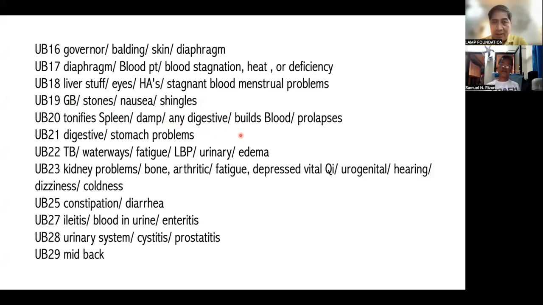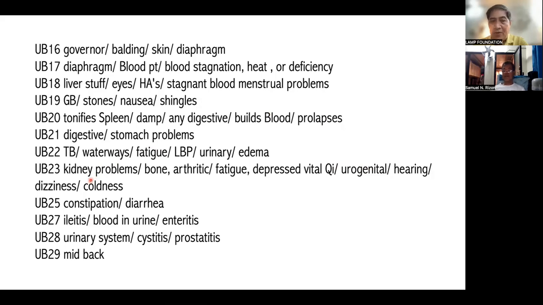So any issue with digestion, there's dampness, builds blood. So especially for those people who are malnourished, no? Prolapses. We all know that when you have spleen qi sinking, it's actually spleen qi deficiency. Okay, bladder 21 for digestive, stomach problems. Bladder 22, it's very triple burner or sanjiao, waterways, fatigue, low back pain, urinary edema.